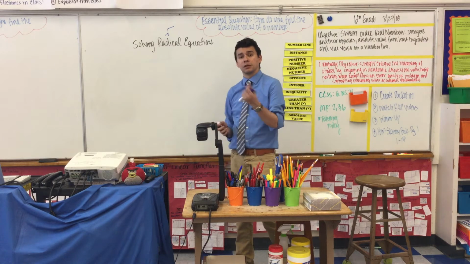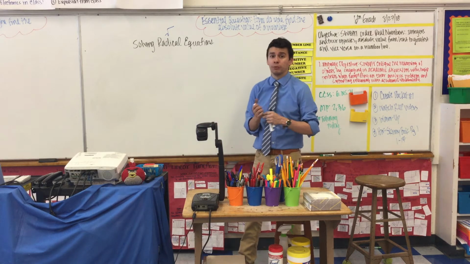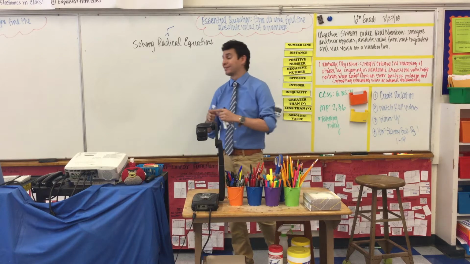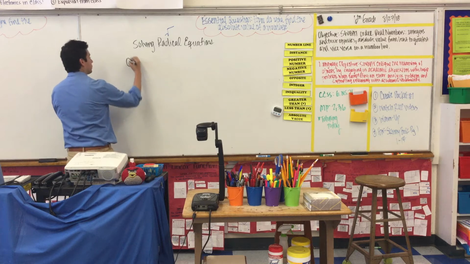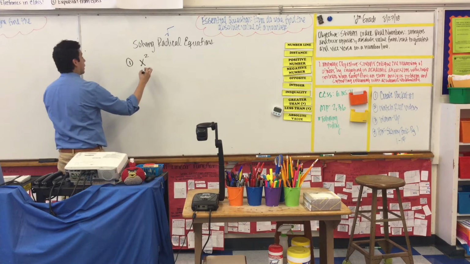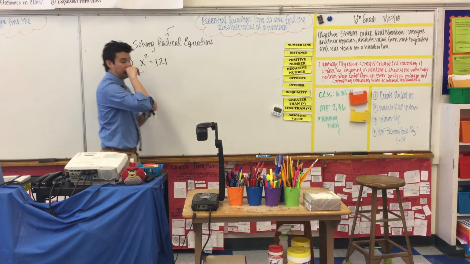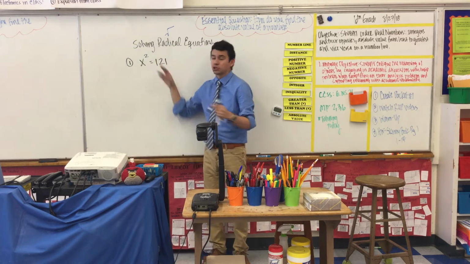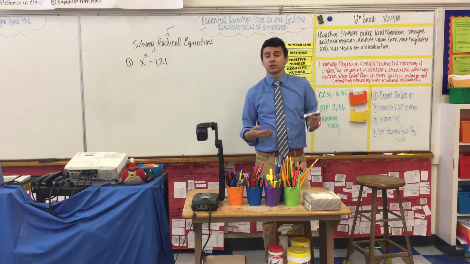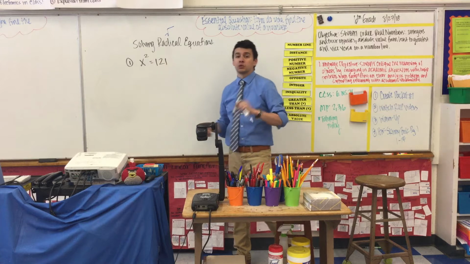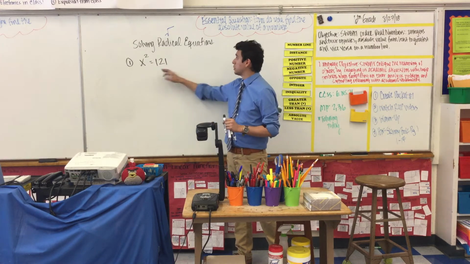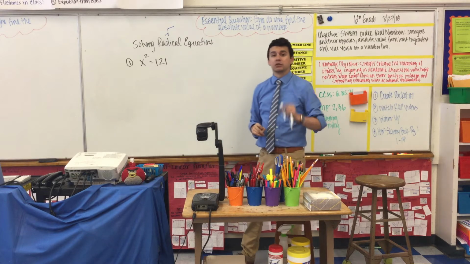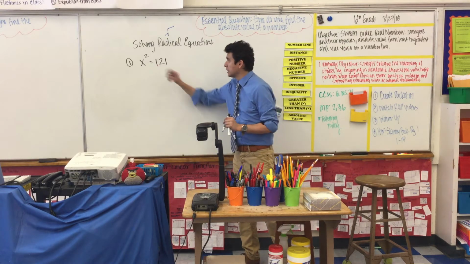Okay, if you were absent or you need help, write these down in your notebook. These were the problems that we went over in class. The first one we have is number 1: x squared equals 121. Another word for this 2, you told me, was exponent. Now, this is known as an equation, a radical equation, because it has an equal sign.